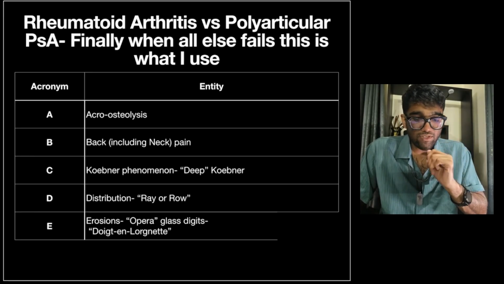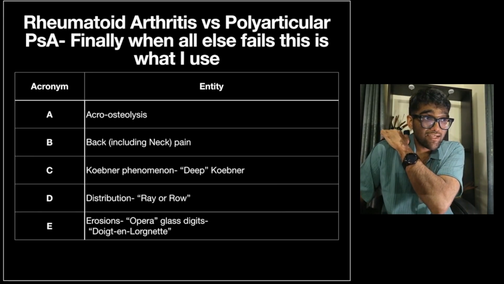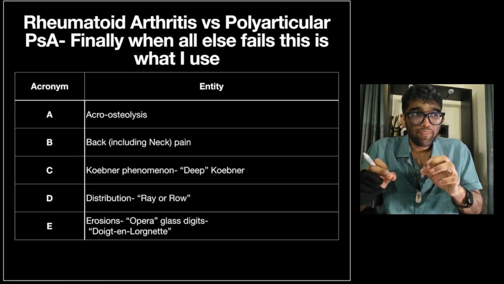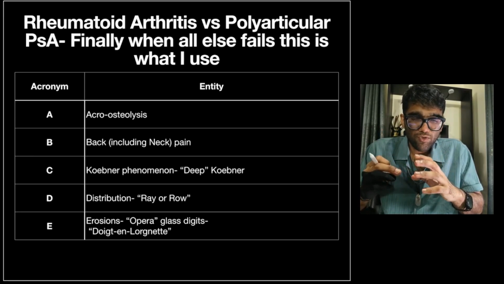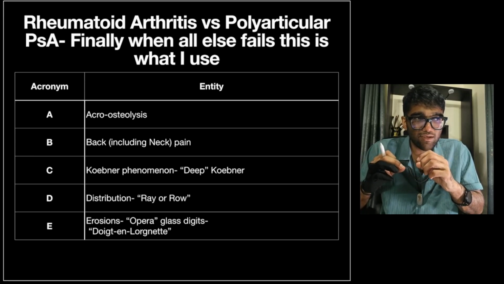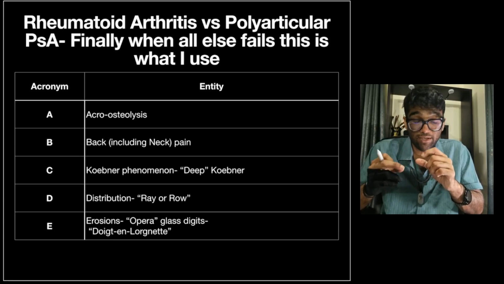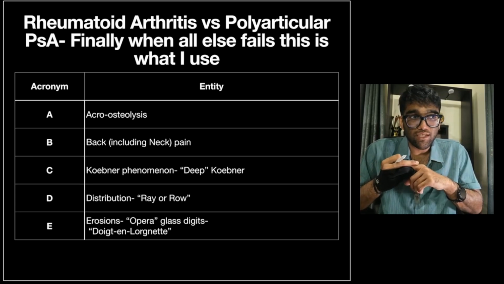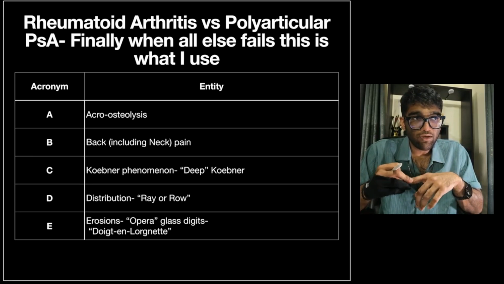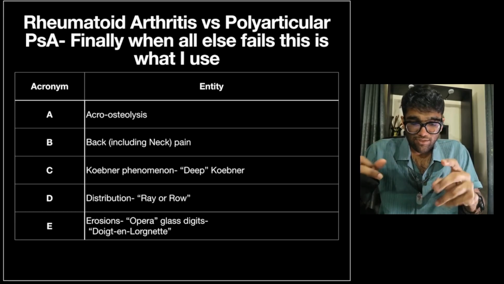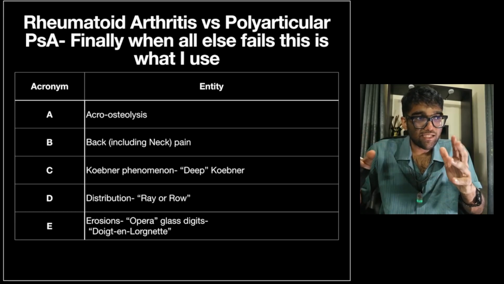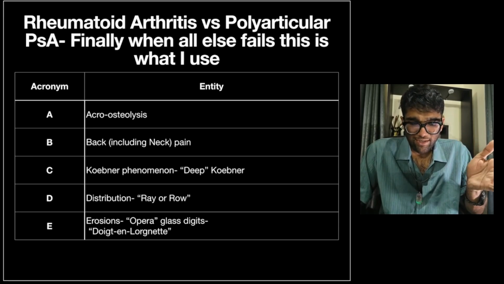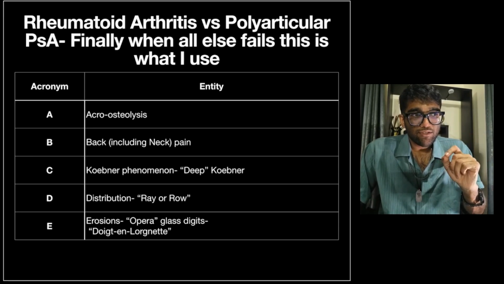Then we have E, which stands for erosions. Now I am talking about a very specific finding. You get such severe erosions in psoriatic arthritis that the digits can start to go into each other. Okay, so that is called telescoping, or in French it is called an opera glass digit. I don't want to butcher the pronunciation, but I think it's called doigt en lorgnette. Okay, so that's what it is called.